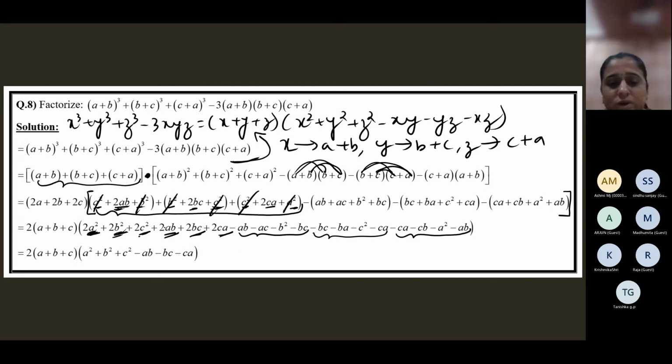So like 2a square and there is one minus a square here. So a square. Simplify the like terms, children, and you will get a square. The second bracket, you will get a square plus b square plus c square minus ab minus bc minus ca after simplifying. So see, we have factorized. What is the last step? 2 into a plus b plus c into a square plus b square plus c square minus ab minus bc minus ca.